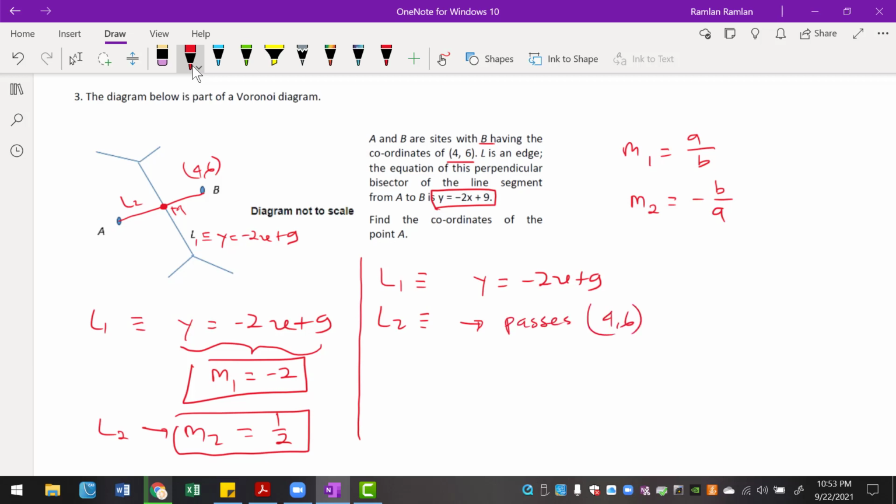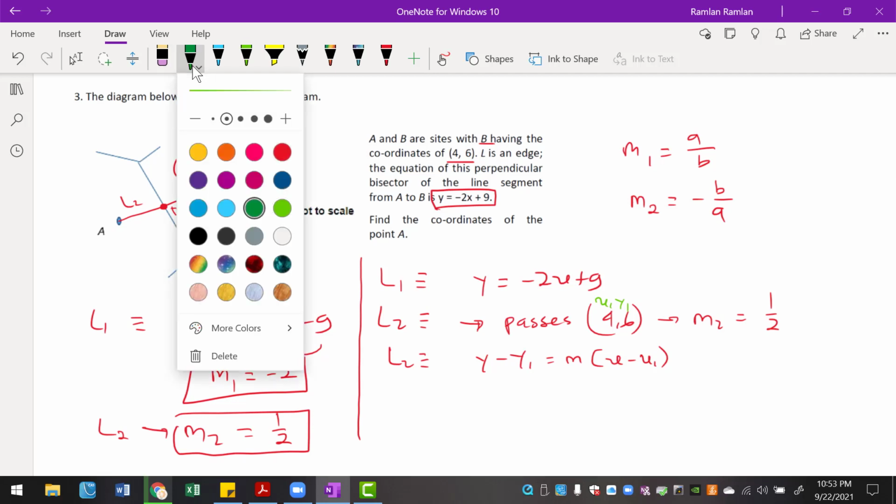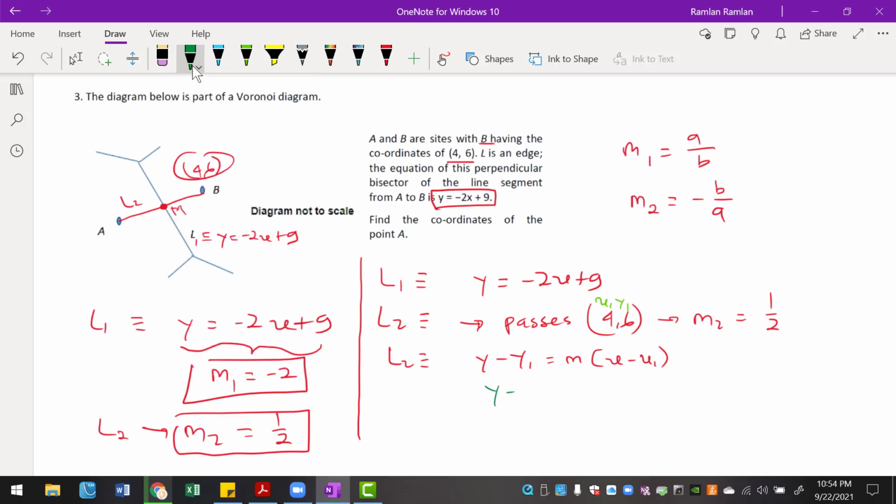Point B, this one. If I draw a line here, it's going to pass through this point B, and we also know that we have a gradient of 1 over 2. From these two pieces of information, we can construct the line 2 equation. We get y minus y1 equals m times x minus x1. I'm going to mark that as x1 and y1, and then you only need to substitute all of the numbers. We have y minus 6 from here.